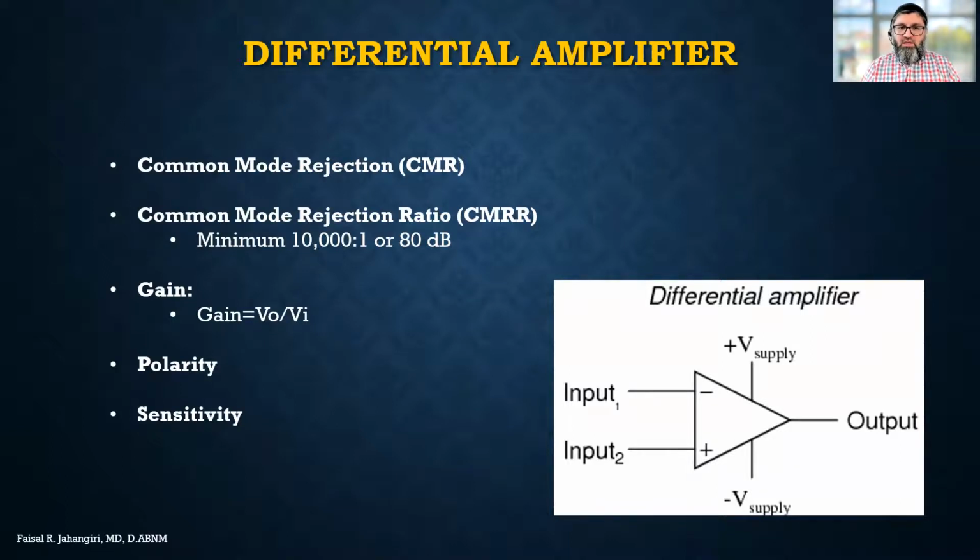So the amplification of the amplifier, how much the amplifier amplifies, is known as gain. So that means how much we are gaining the signal. So for the gain of the differential amplifier, we use the formula voltage out divided by input voltage. So if the output voltage is 10,000 and input voltage is 10, that means 10,000 divided by 10, which is 1,000. So the gain of the amplifier is 1,000. If output is 1 and input is 1, 1 over 1 is 1. So the gain of the amplifier is 1. That means there was no amplification in that signal.